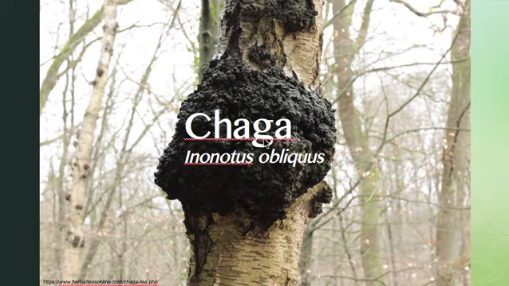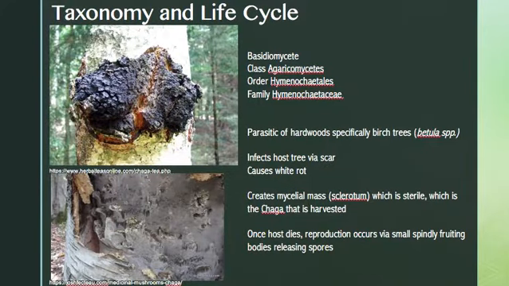I chose Chaga, Inonotus obliquus, for my fungus presentation. Chaga is a basidiomycete in the class Agaricomycetes, order Hymenochaetales, family Hymenochaetaceae, genus Inonotus, which was a genus created in 1879 by a scientist named Karst to group polyporal fungi with pigmented spores.